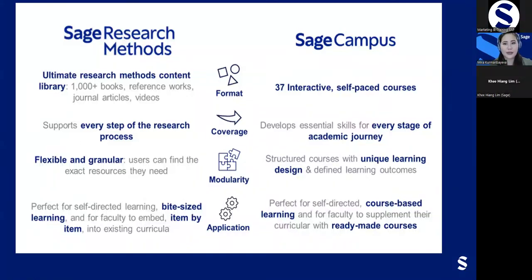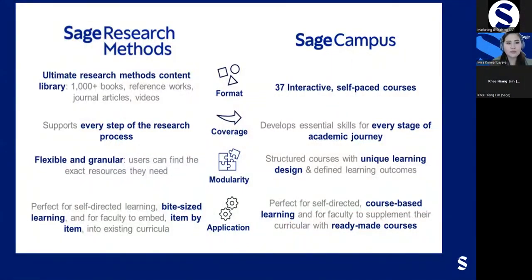for your academic journey. So Sage Research Methods is flexible and granular, which means users can find the exact resources that they need, while Sage Campus has its unique learning design, which comes with learning outcomes as well. So you want to really take a look at both of these platforms.